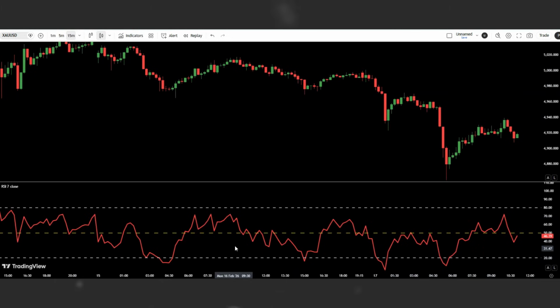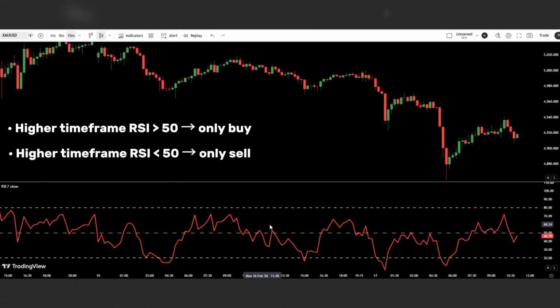Here's how it works. If RSI on the higher time frame is above 50, the main trend is bullish. In this case, you should only look for buy signals on your main chart. If RSI on the higher time frame is below 50, the main trend is bearish. In this case, you should only look for sell signals on your main chart.